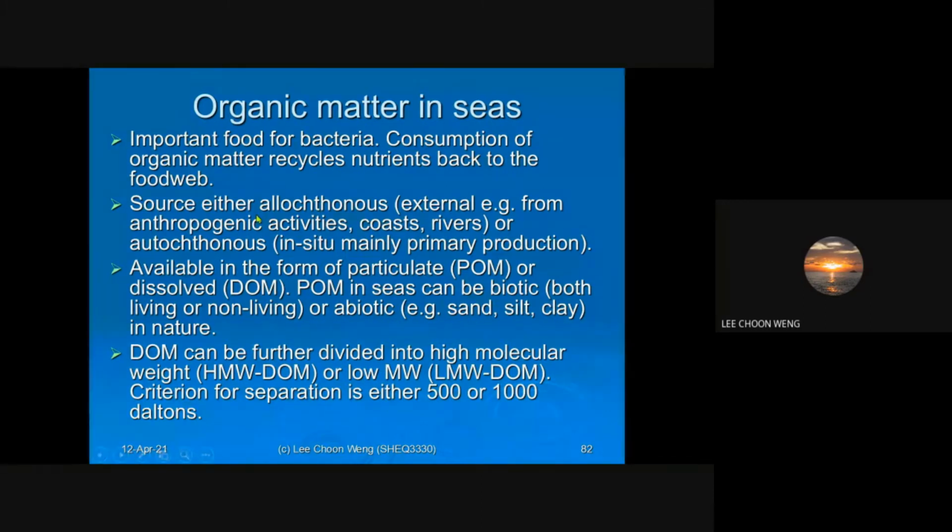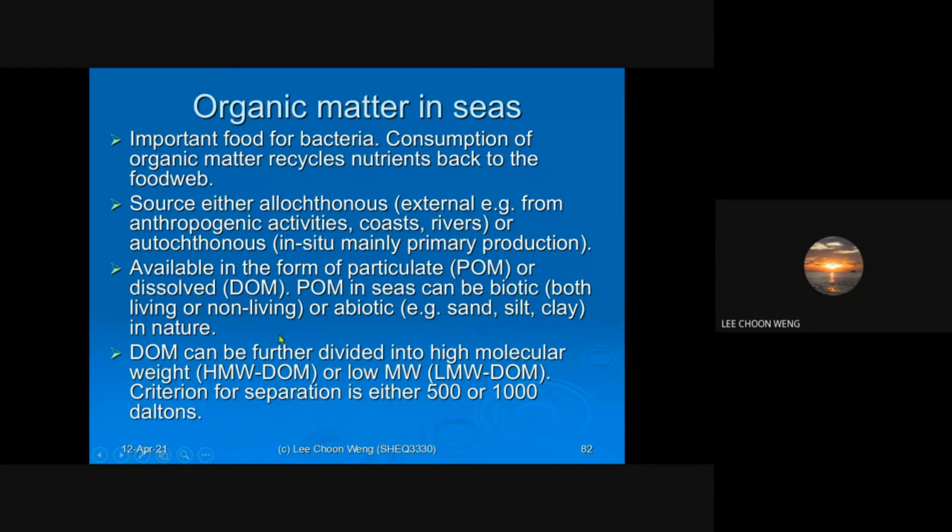So for organic matter, you can have two sources. These are the terms that we use: allochthonous and autochthonous. Allochthonous means external, so the source is external, for example, from anthropogenic activities, from the coast, from the rivers, entering the sea. So these organic matter are allochthonous, from outside going into the system. We can also have autochthonous. These are sources that are recycled or produced in situ, mainly by the primary producers within the waters itself. So you have two main sources, autochthonous and allochthonous.